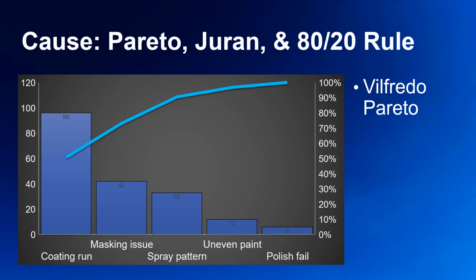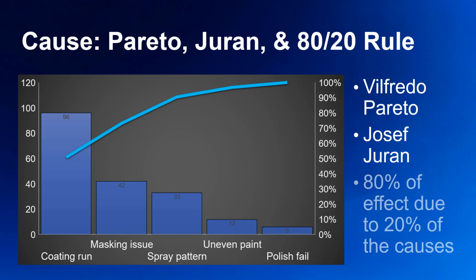In 1941, an American quality guru named Joseph Juran called this pattern of distribution the Pareto principle, or the 80-20 rule. This rule states that for many events, roughly 80% of the effects come from 20% of the causes. This principle helps us to prioritize the top causes of quality issues for intervention.